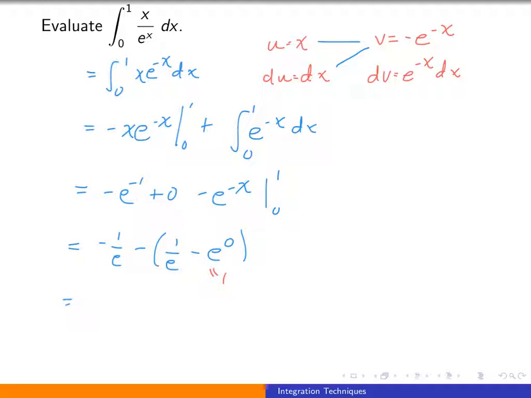And note that when the minus distributes through, it's minus a minus 1, which is a positive 1. And we're subtracting away from it 1 over e and another 1 over e. So the answer is 1 minus 2 over e.